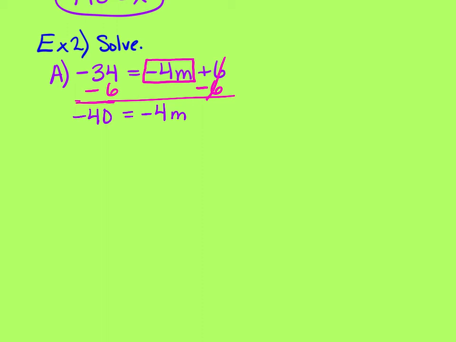Now we want to get rid of this negative 4 times m by dividing both sides by negative 4. Negative 4m divided by negative 4 is just m on the right side. And negative 40 divided by a negative 4 is a positive 10. So 10 is m.